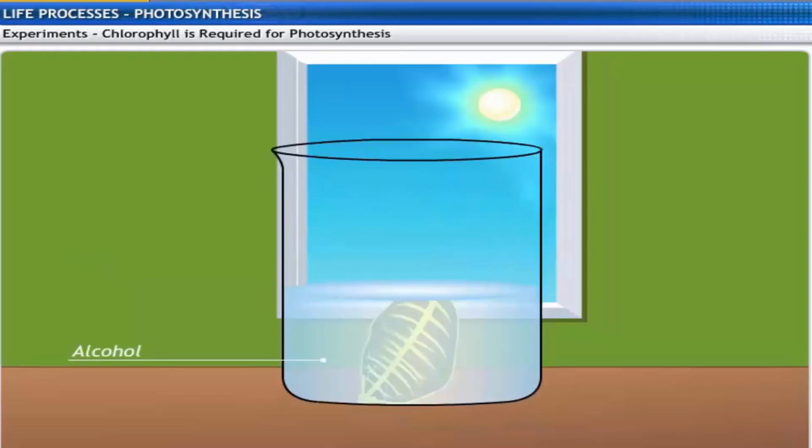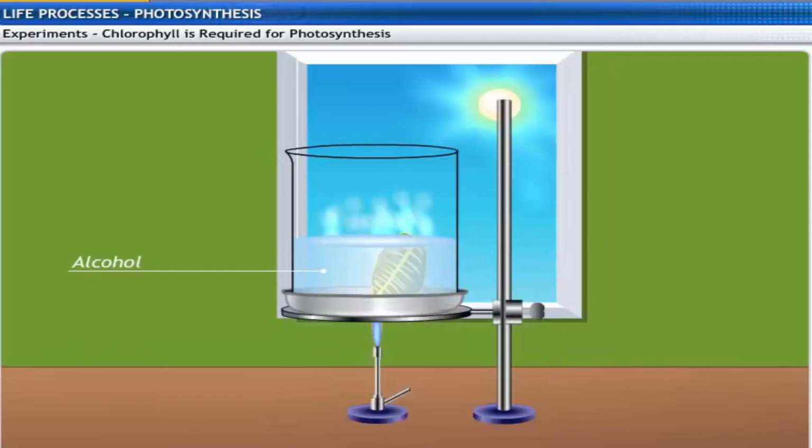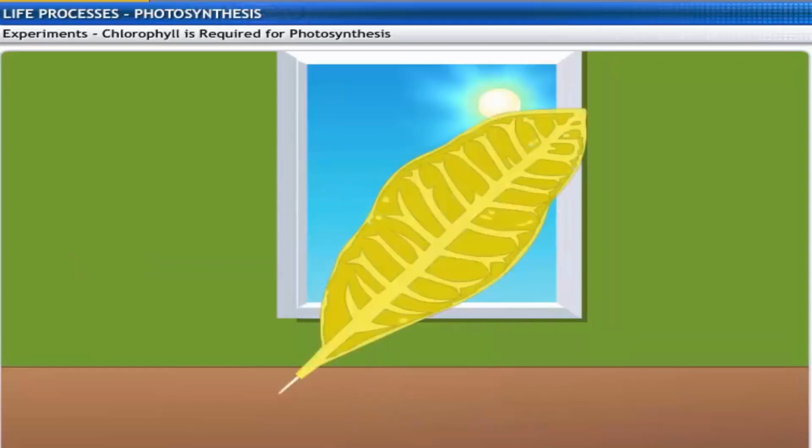After boiling, immerse the leaf in a beaker of alcohol. Place the beaker in a water bath and heat it till the alcohol begins to boil. You will see that the leaf becomes colorless as it loses its chlorophyll.